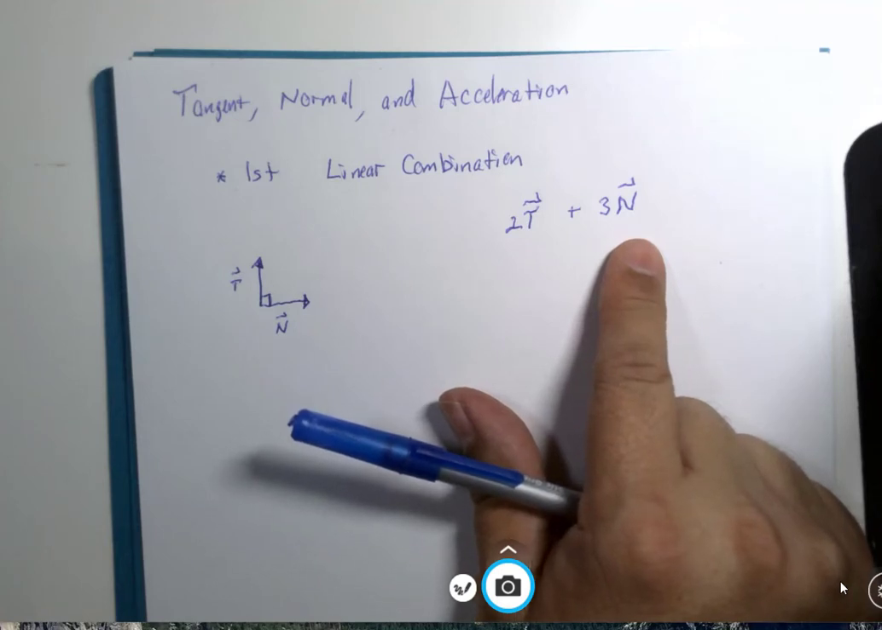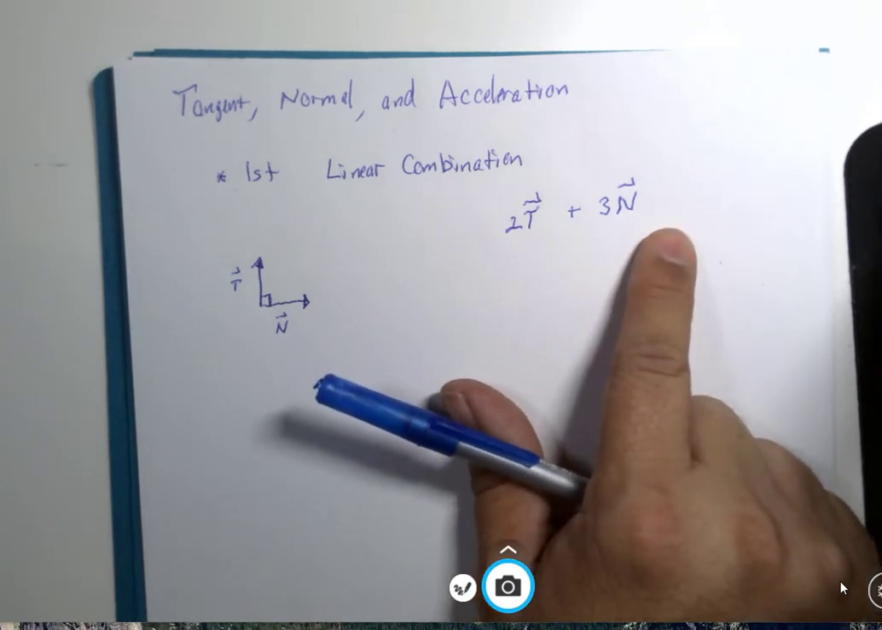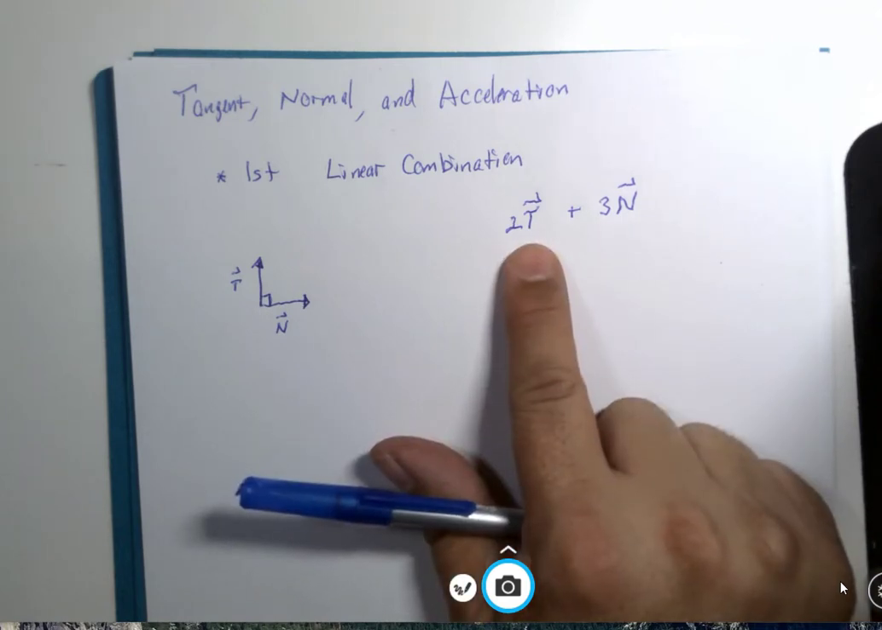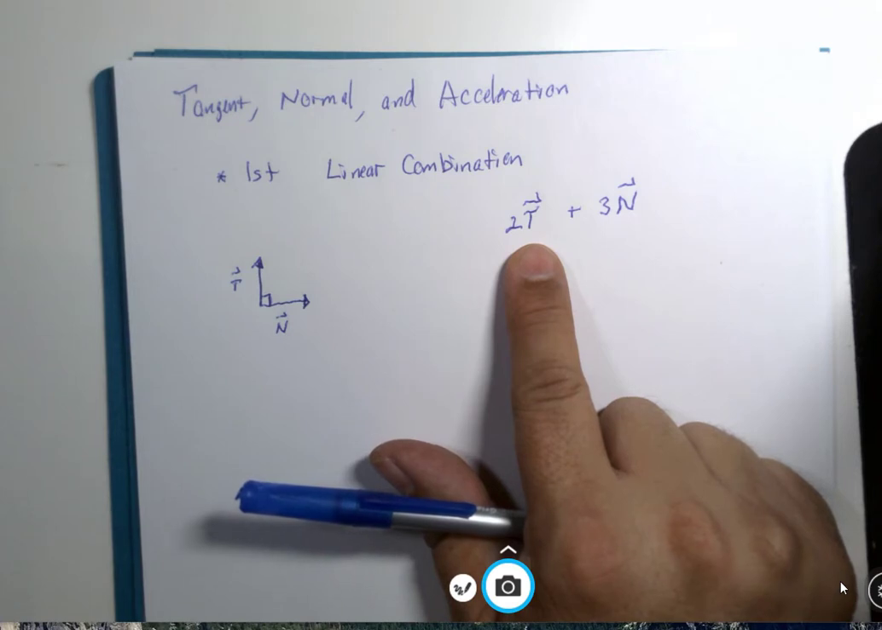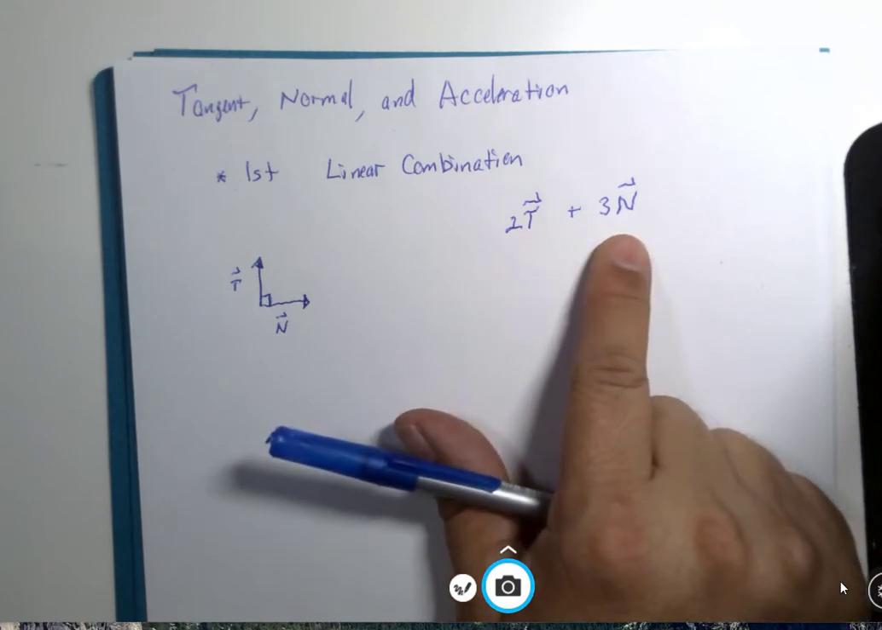When we wrote linear equations, 2x plus 3y equals a constant, that was a linear combination. Linear just means that these are first power, no roots, no trig or exponent or log functions, just some constant times tangent and some constant times normal vector.